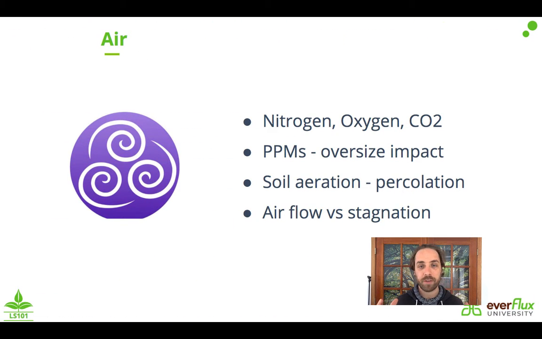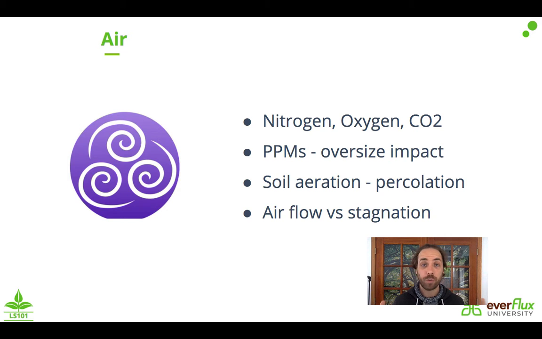Okay, so let's dive into these elements one by one, starting with air. Now, as you probably know, the air is actually composed mostly of nitrogen. In fact, 78% of the air is nitrogen, and most of the rest of the air is oxygen, with carbon dioxide being a very small amount of the air. Currently in our atmosphere, it's around 420 parts per million.